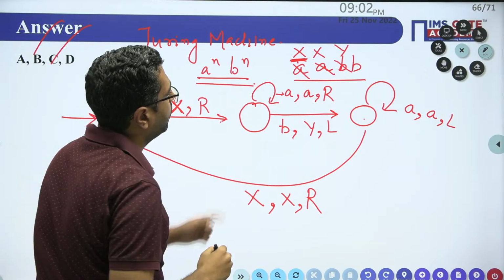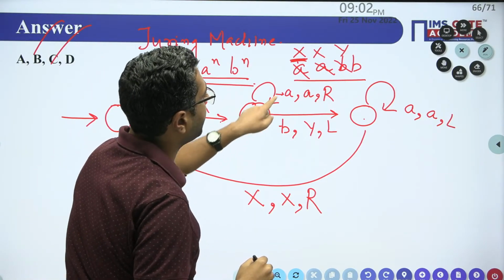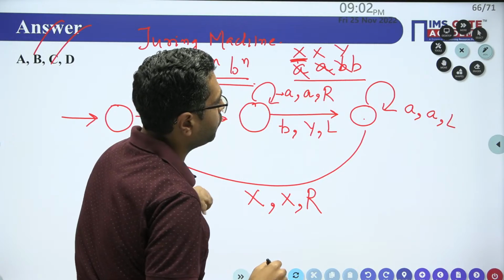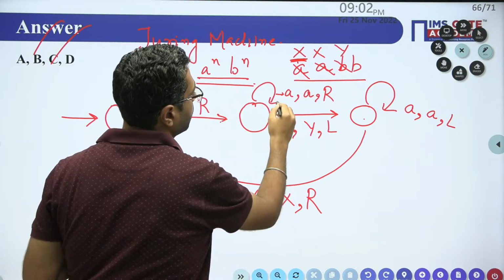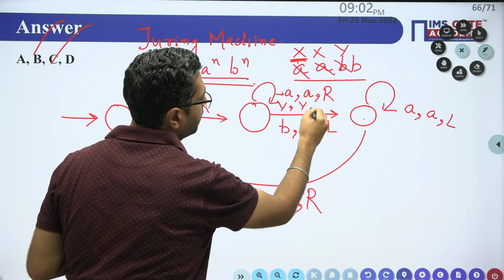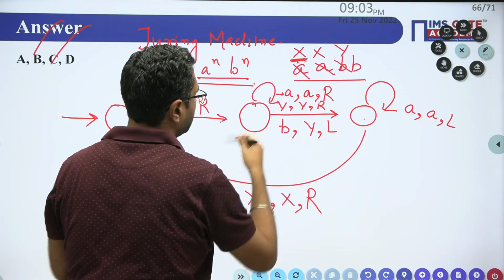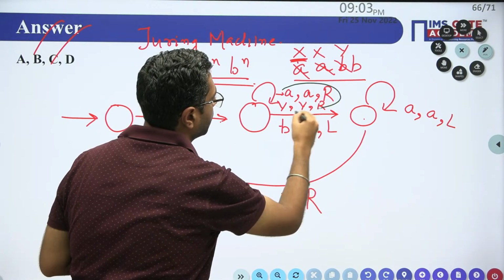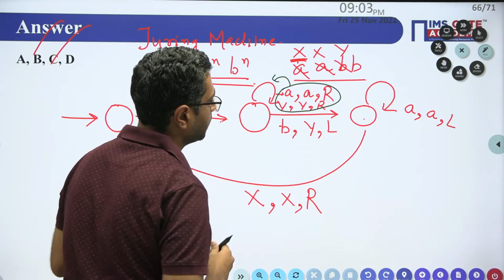Over here, I have written that I have to replace an a with an a and move on right. But I got a y also. For y also we'll do the same thing. For y, we'll replace it with y and keep on moving right. So these two are for this transition, not for the bottom one. This is for this one, right?